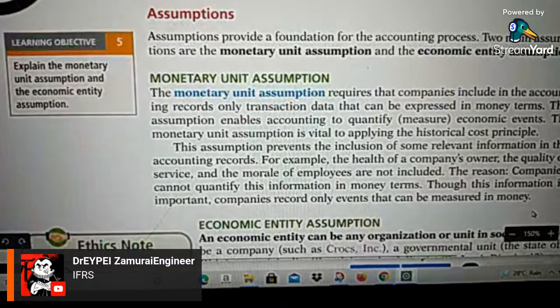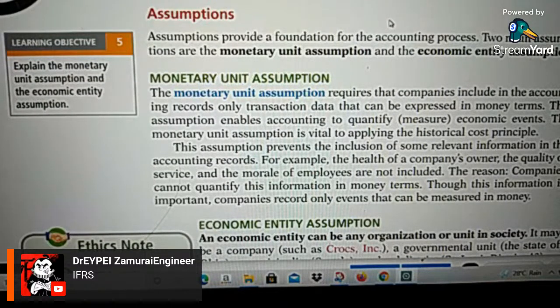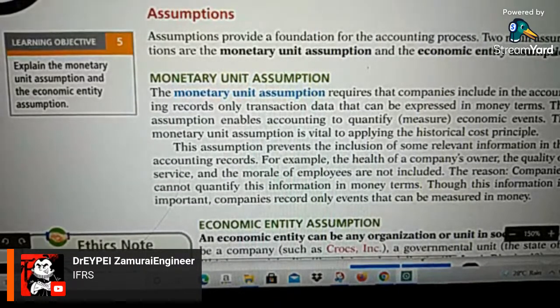Assumptions. This is the fourth and last concept, assumptions. In recording a transaction, we need to assume something. Assumptions provide the foundation for the accounting process. The two main assumptions are the monetary unit assumption and the economic entity assumption.